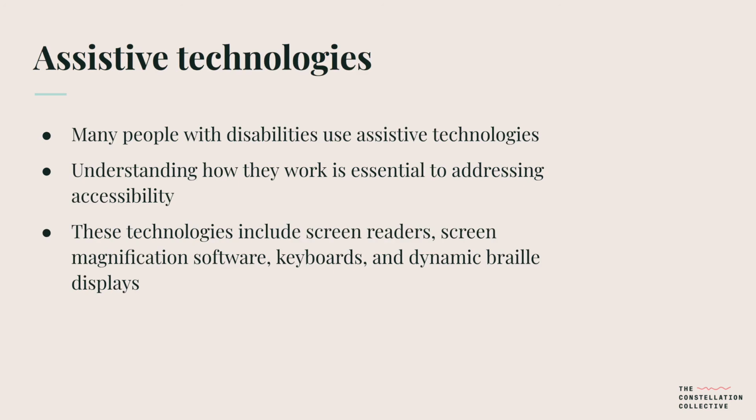Many people with disabilities use assistive technologies. Understanding how they work is essential to understanding and addressing accessibility. These technologies include screen readers, screen magnification software, keyboards, and dynamic braille displays.